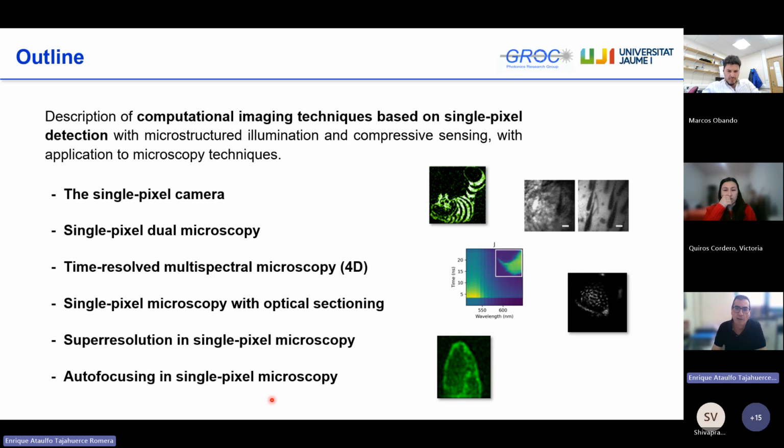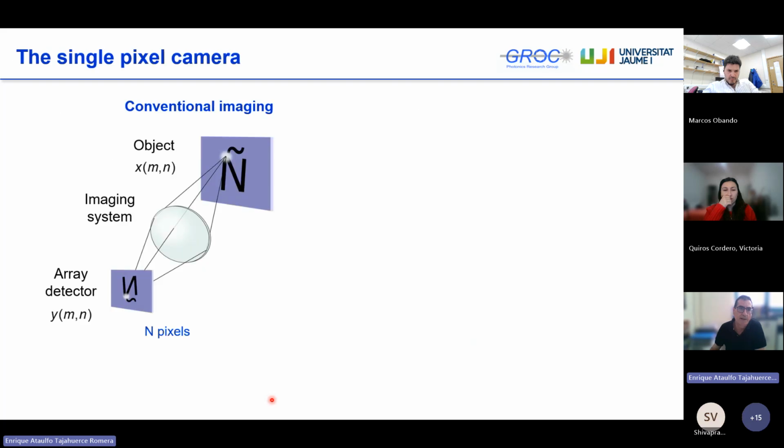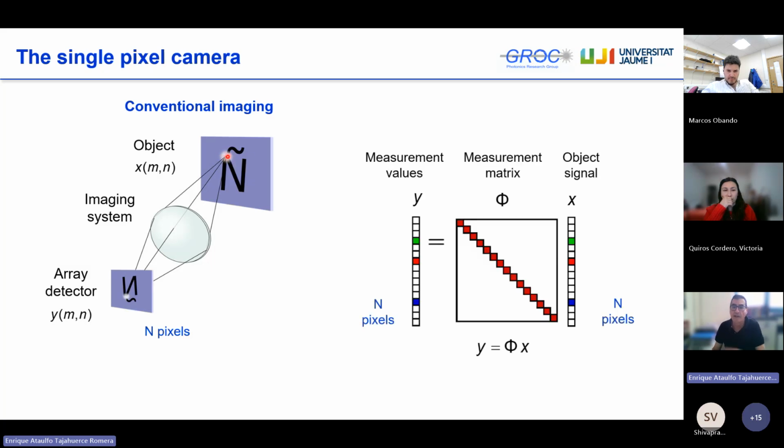Let me tell you a little bit about the single pixel camera. In conventional imaging, we can take an image of an object with a camera in a single shot, because each pixel of the camera corresponds to a small spot in the object. Mathematically, this can be described with a measurement matrix, which is diagonal, because each point in the vector object corresponds to one point in the vector image.